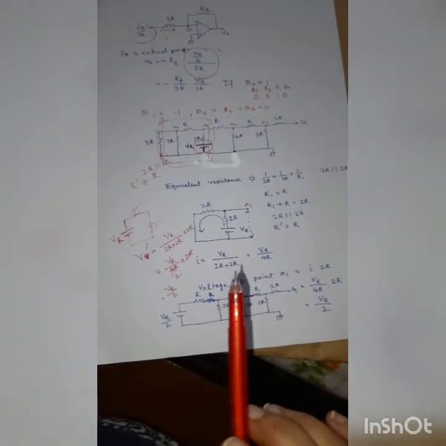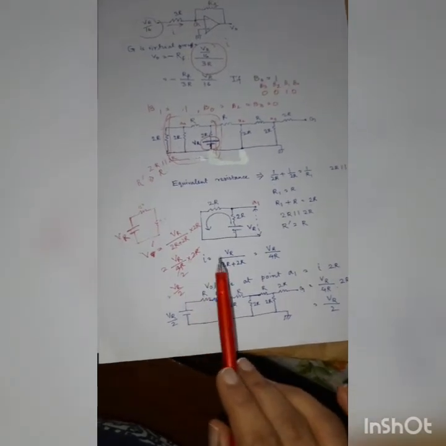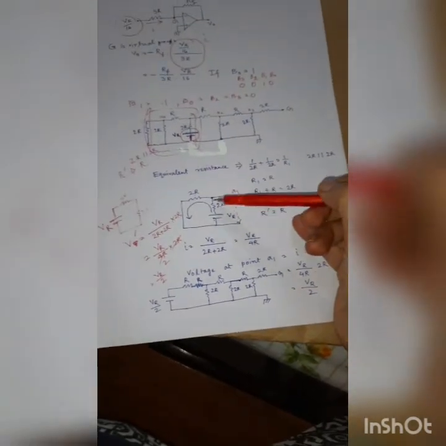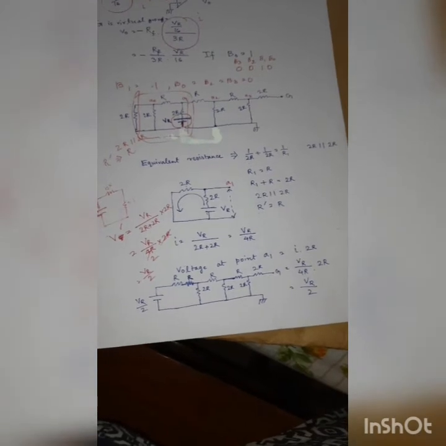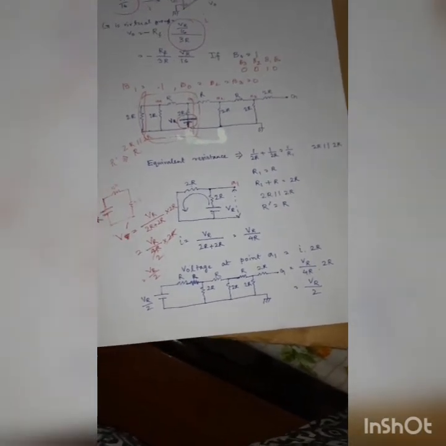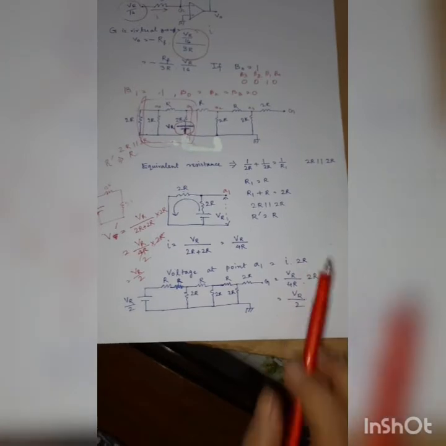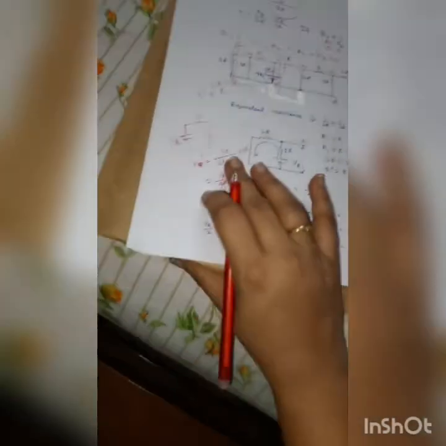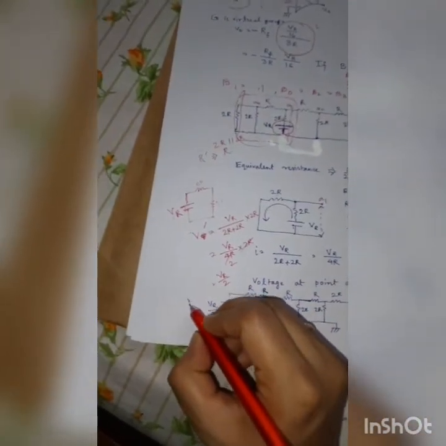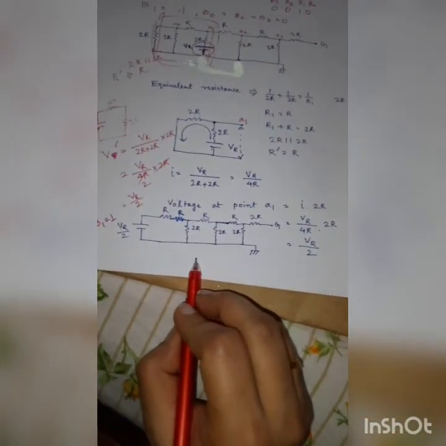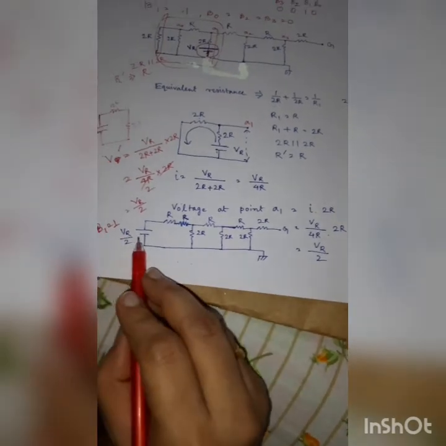So for this, what will be the voltage? Again, I equals VR by 2R plus 2R, equals VR by 4R, and the voltage drop at this point A1 will be what? VR by 4R into 2R, this one. So it will be VR by 2. So for B1 equals 1, the circuit will look like this. So this will be the VR by 2.